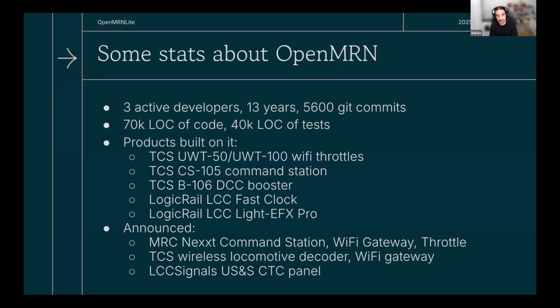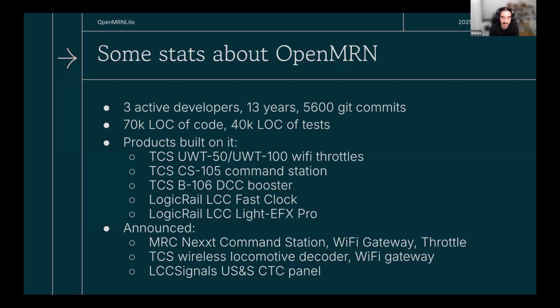There are a variety of products on the market that you can actually purchase right now that are built based on OpenMRN. So there are the TCS UWT throttles, the Wi-Fi throttles, the LCC command station from TCS, the CS105. The matching booster, the B106 DCC booster, the fast clock from LogicRail, the LCC version of their fast clock is built based on OpenMRN, and the most recent product is the Lite EFX, Lite Effects Pro from LogicRail, which is also built on OpenMRN.